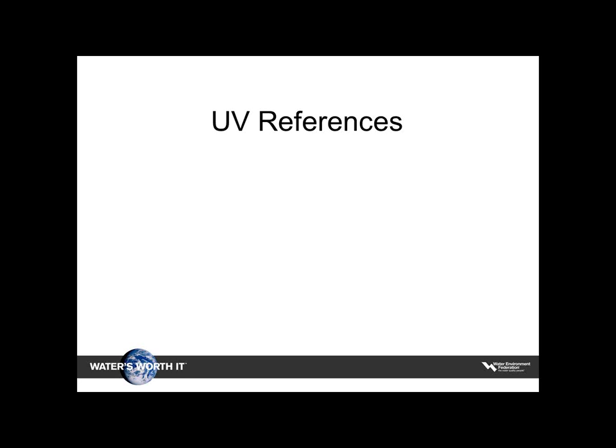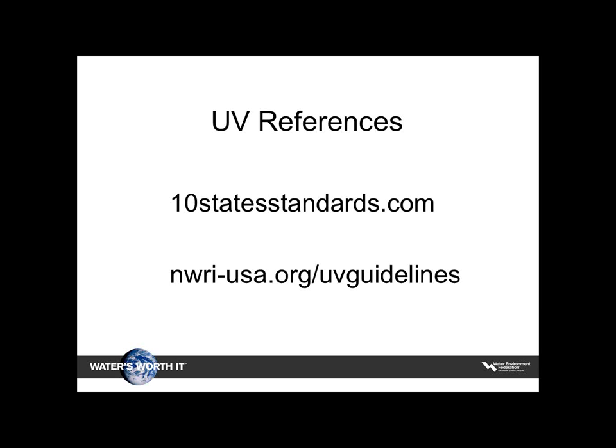Now, some of the things I mentioned, they're available online. Google is a wonderful thing on that. One of the things that's available online, you can go to 10statestandards.com and download the 10-state standards right there. If you haven't already, it's quite easy. It's a reference, and it's a baseline that a lot of states use for the basis of the regulatory requirements. And then another one is National Water Research Institute, USA.org, UV guidelines. You can download the whole UV guidelines, it's available online too. So those are out there available to you.